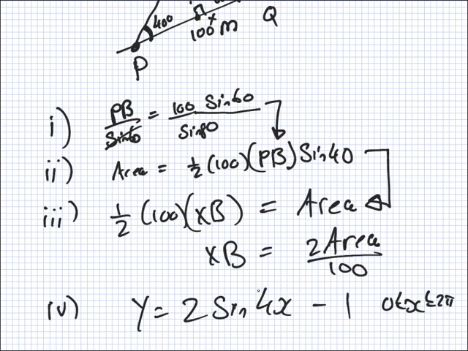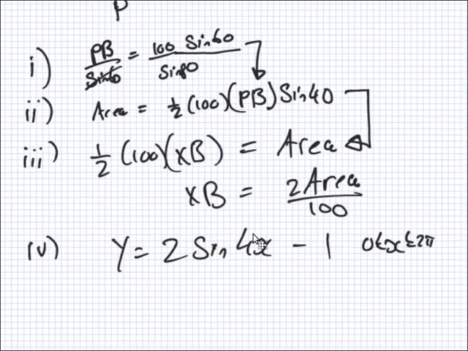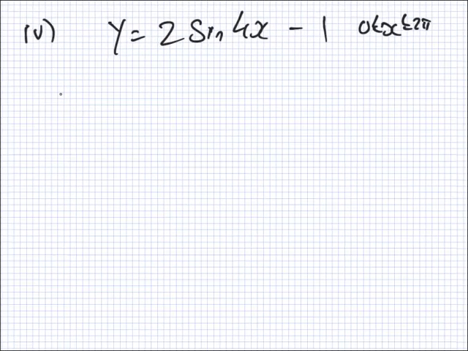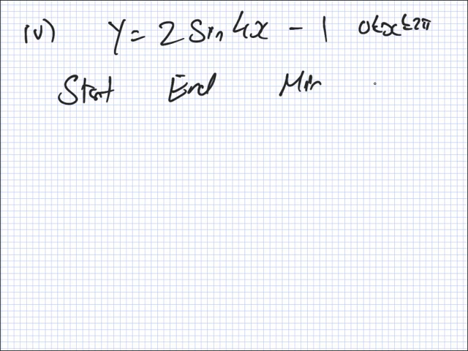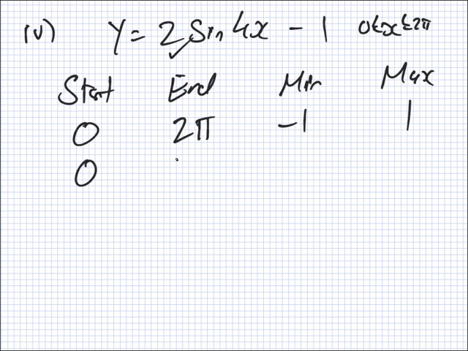Okay, so we're looking at the sketch here for this one. Right, let's run through this quickly. So, here we make our usual table: start, end, min, max. 0, 2 pi, minus 1. Right, what's the effect here? So, 0, 2 pi, minus 2. The effect of the 4 now.